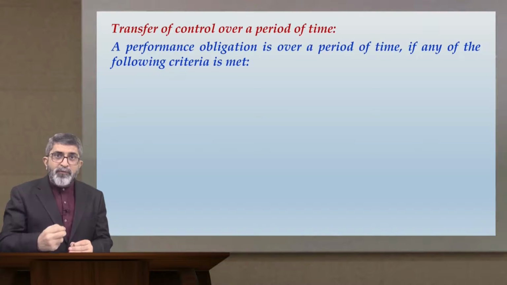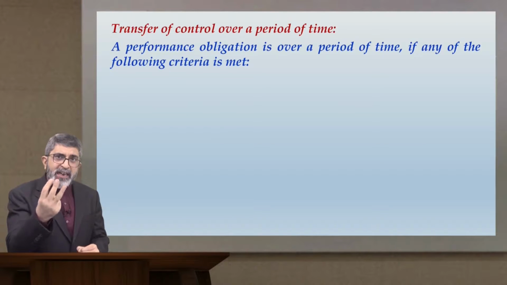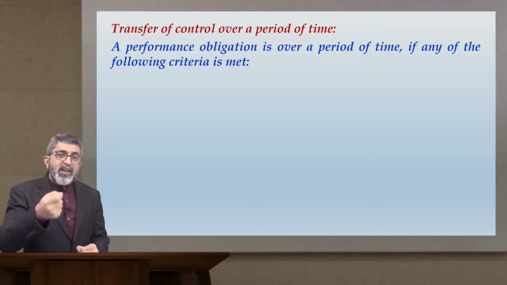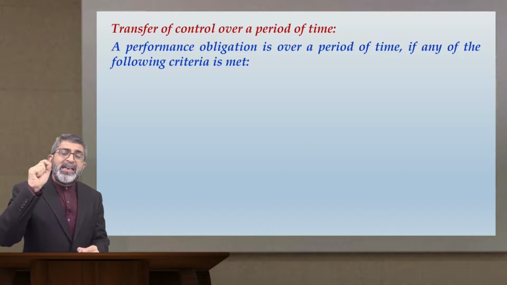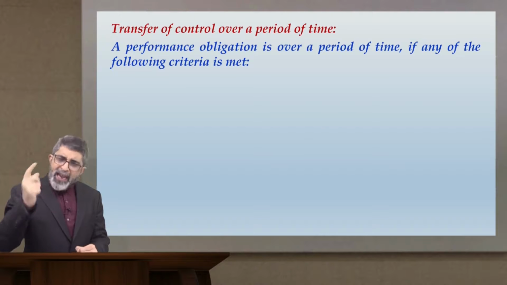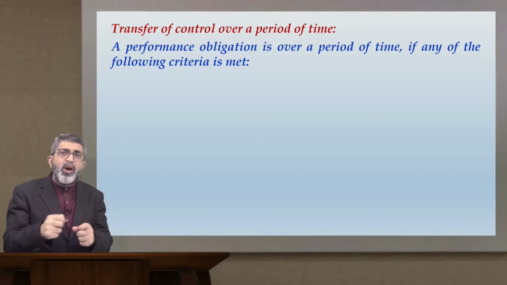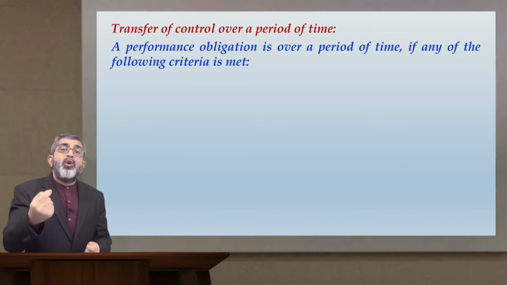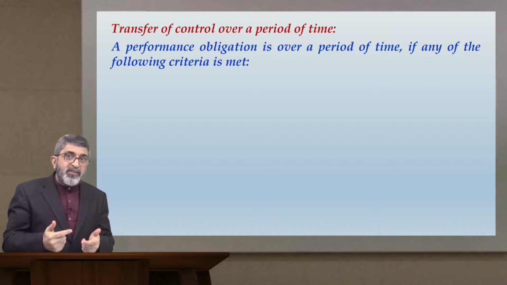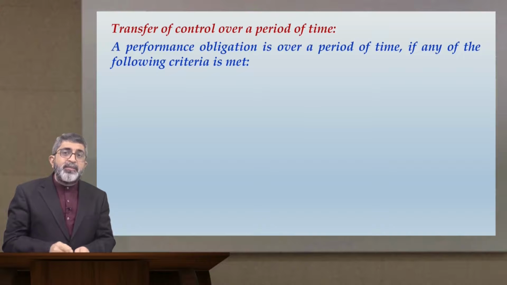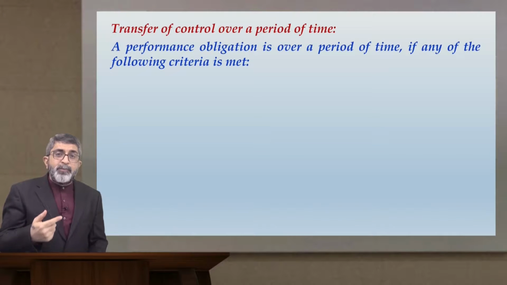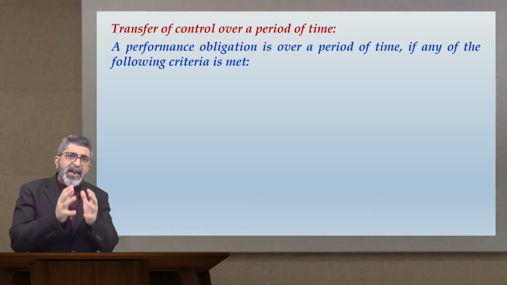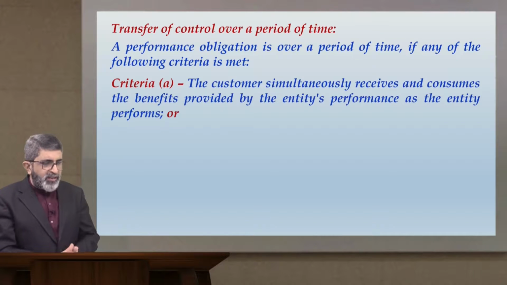But for the sake of mentioning, I am saying we are going to talk about three criteria, A, B and C. But the language of the standard says, if any of the following criteria is met, means what? Any of the following means any one criteria getting satisfied, we will consider the transfer of control is over a period of time. That means if none of the criteria is met, it is implied that the transfer of control is not happening over a period of time, but it is happening at a singular point of time. Let us look into what are these criteria.